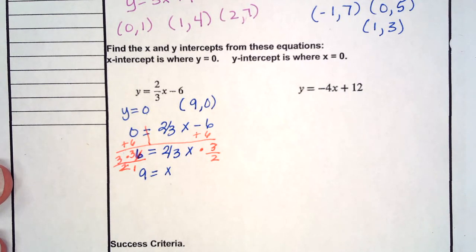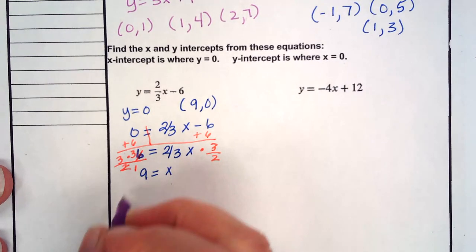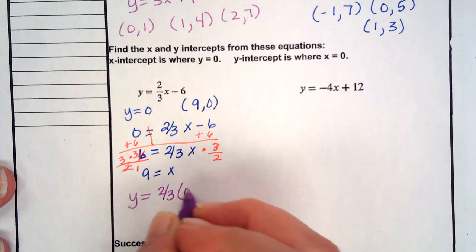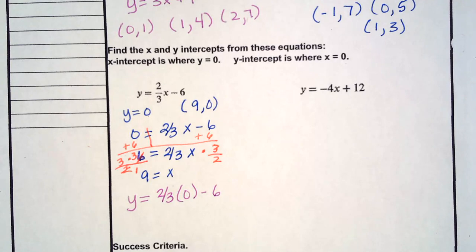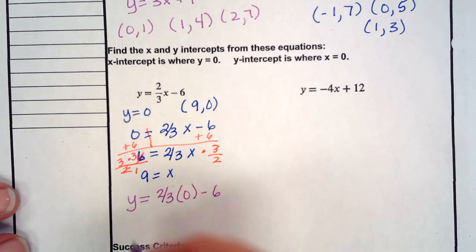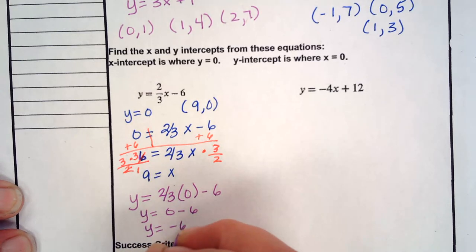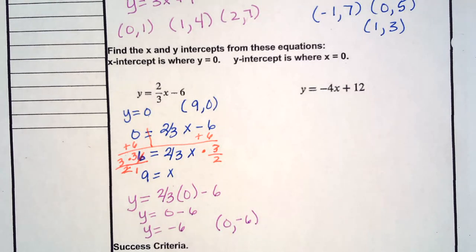We're going to do the same thing, but we're going to have x equal to 0. So this is the easy one to find. Y is equal to 0 minus 6. Y is equal to -6. So when x is 0, y is -6. So pause the video and see if you can find the x and y intercept of the next one.